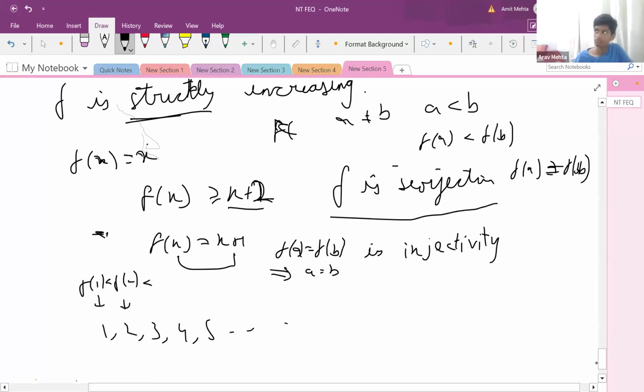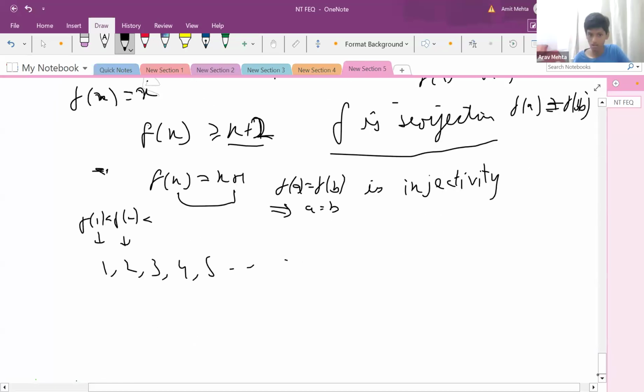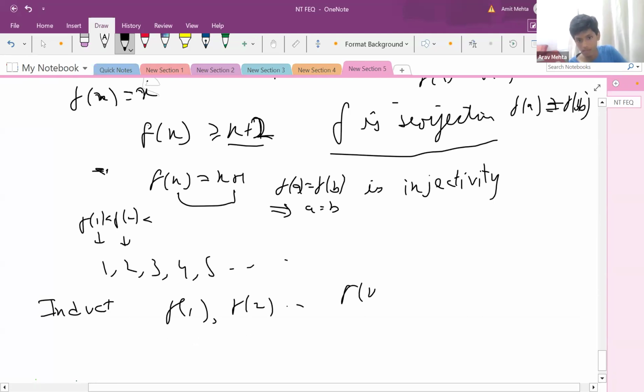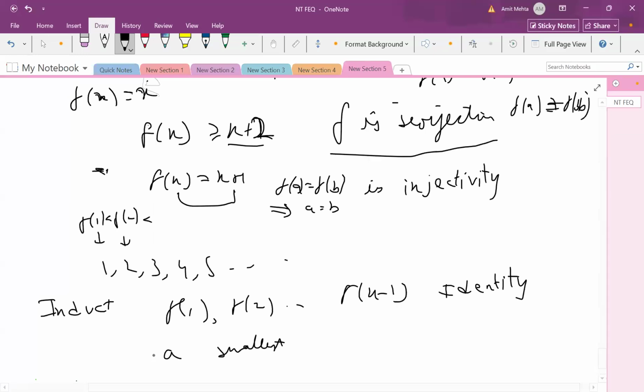Can we induct for surjectivity? Like, consider the smallest value not taken. Acha, interesting. So let's induct. We say that f of one, f of two, up to f of k minus one are all identity. Now we are using that let a be the smallest value not taken. So f of x equals a is not taken.